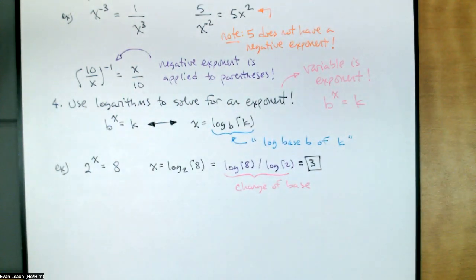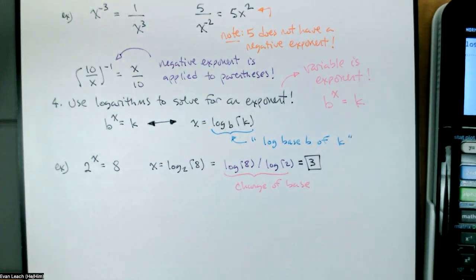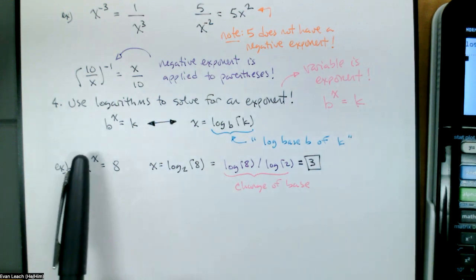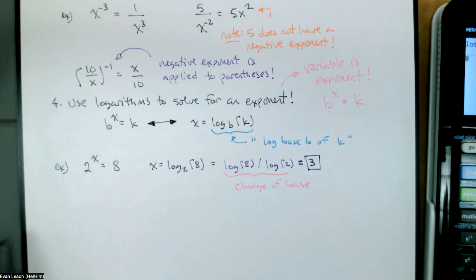That's how we use the change of base formula to get logs with bases other than 10. This is how we trade our log base 2 of 8 for the log base 10 of 8. This is how the logs interact. The 3 is the solution that we're looking for. X is log base 2 of 8, which means 2 to the 3 is equal to 8. That's why I picked the 3, because we know that 2 to the 3rd is 8.